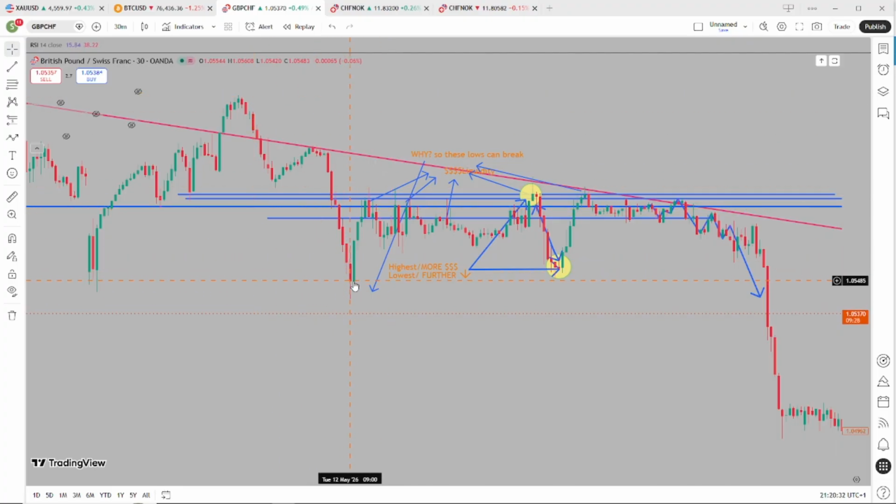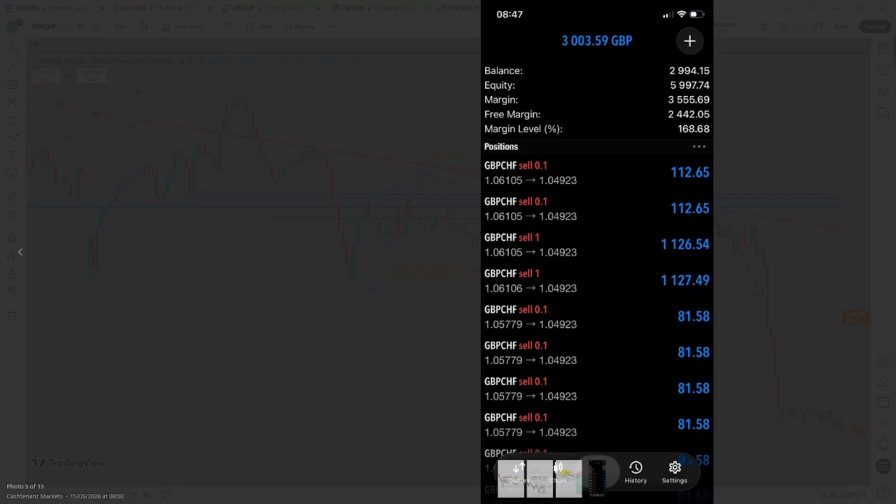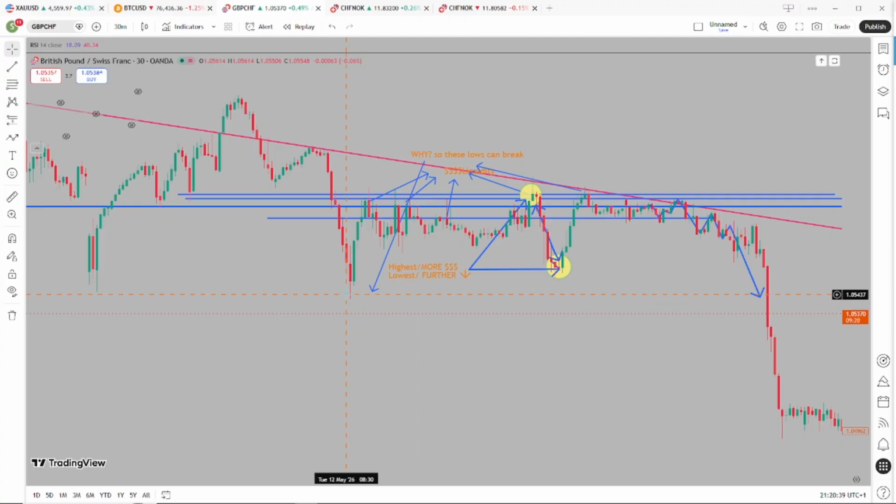It made its low. This is when I was up 3 grand, 1.04923. Oh no, over here is when I was up 3 grand. Yeah, so that was over here. So over here I was probably up a grand. And then I was in a grand profit over here.